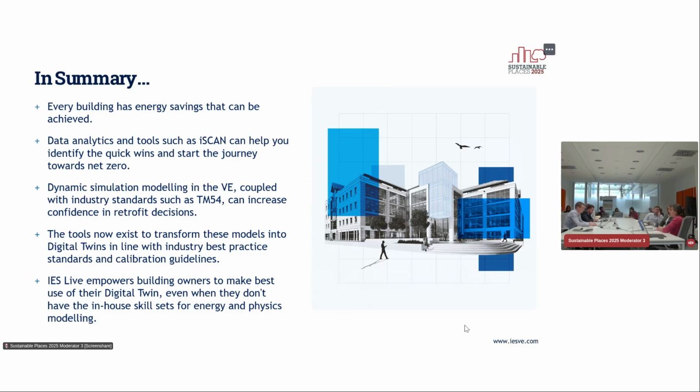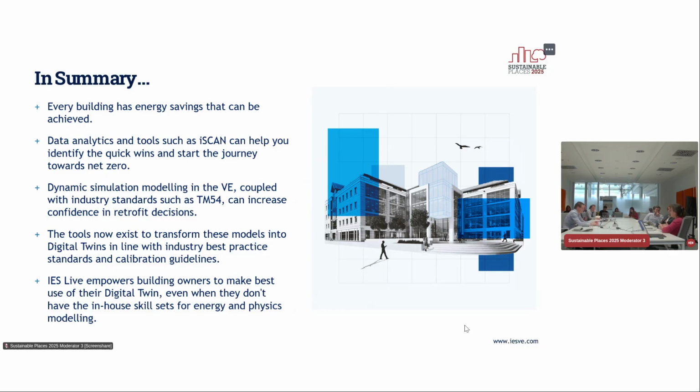So the strategy is in three stages. First one, get the data, understanding where those low and zero cost savings are, first of all, by operational optimization. Then you can move into dynamic simulation modeling, and going into that investment grade decision making, testing those retrofit measures that can have an important capital outlay, like HVAC upgrades, fabric improvements. Then you can see what can be done to improve further and refurbish the building.